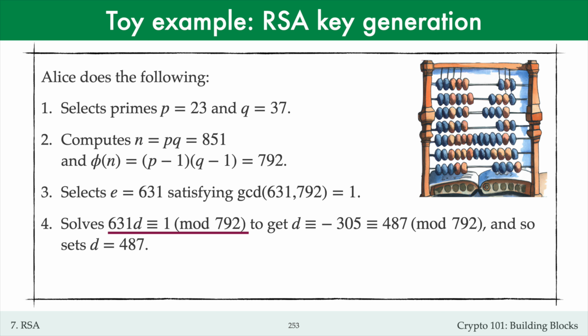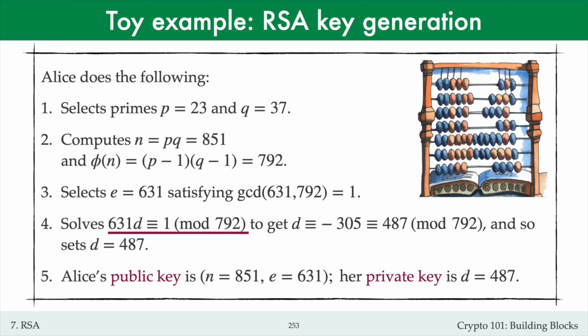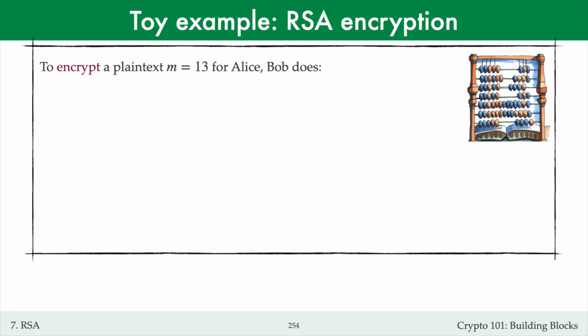She then computes d by solving this congruence modulo 792 using the extended Euclidean algorithm, and she obtains d equals 487. Alice's public key is a pair of integers n and e, and her private key is d. To encrypt the plaintext m equals 13 for Alice, Bob does the following. He first obtains an authentic copy of Alice's public key.